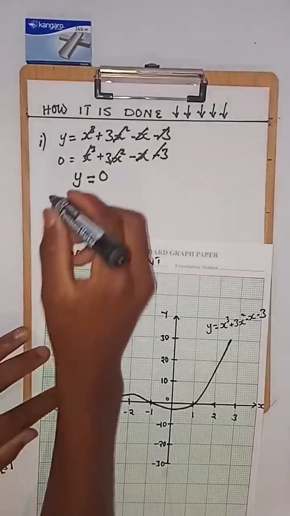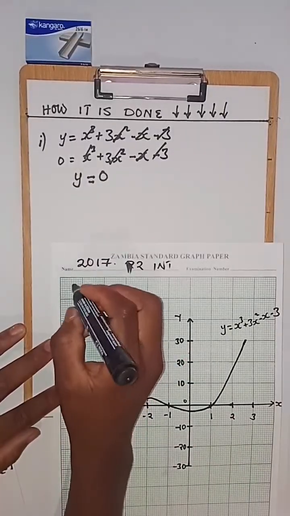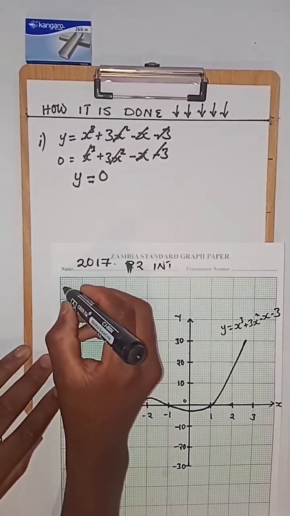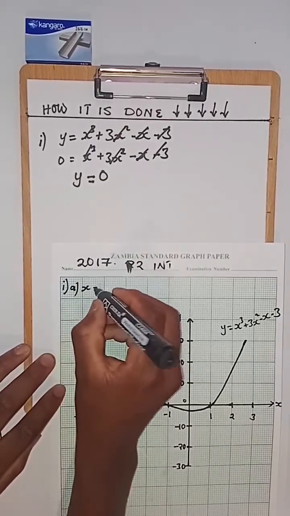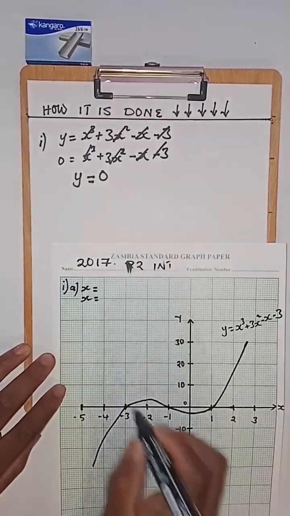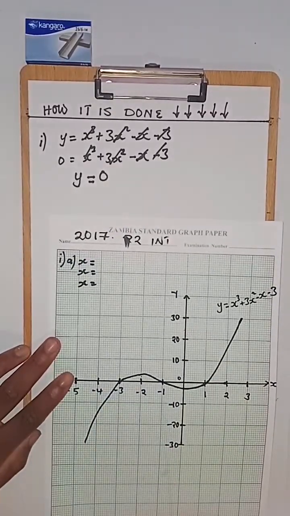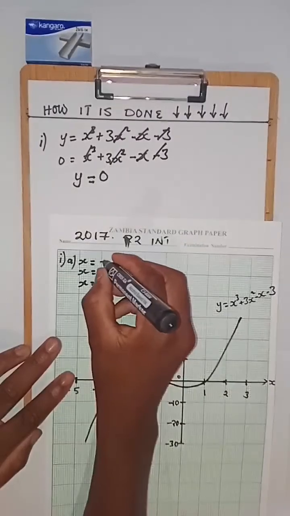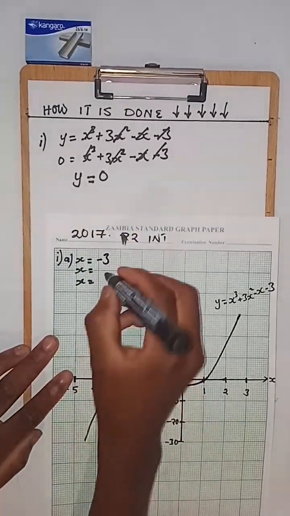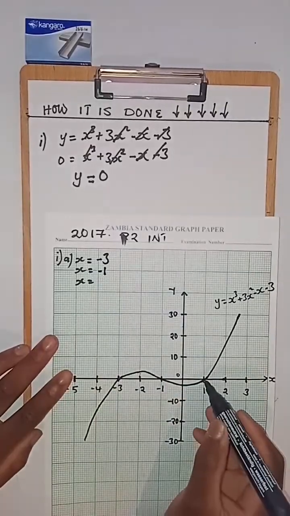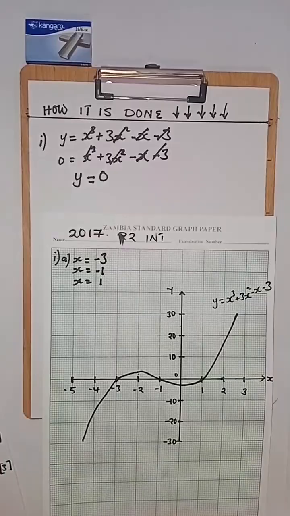We're going to write it here as Roman numeral 1a. I'm going to have x is equal to, because there are 3, x is equal to, the first one here is -3, so we're going to have -3 like that. The second one here is -1. We have this point here, which is +1. So this is how it is done.